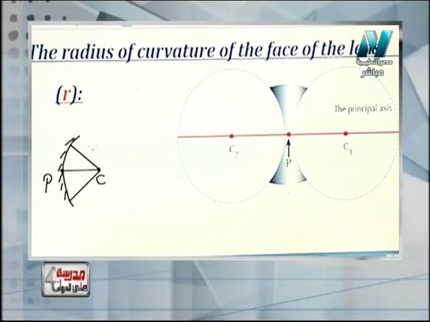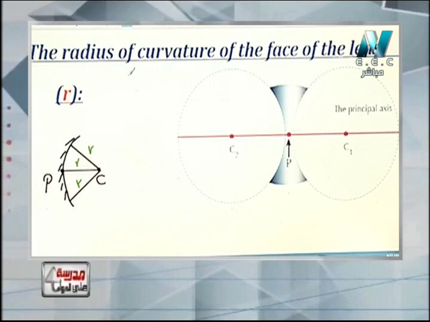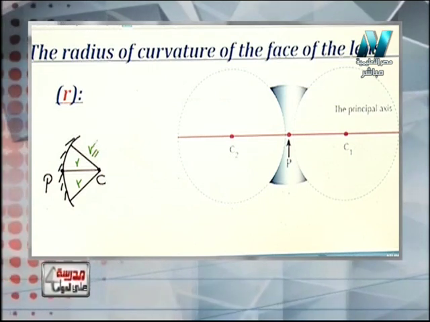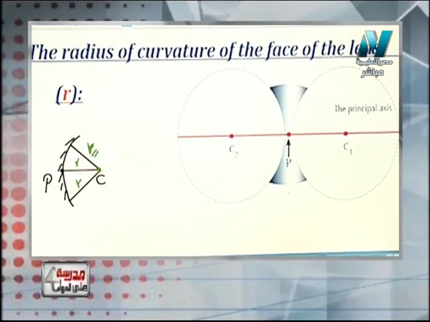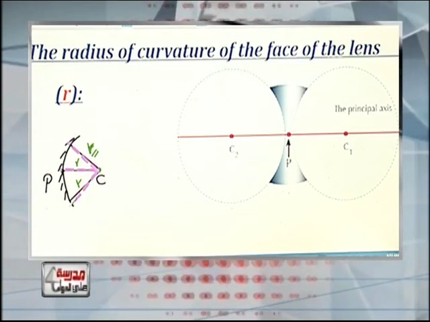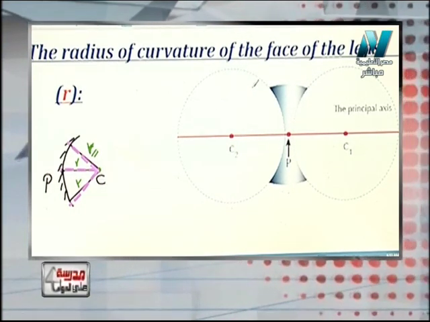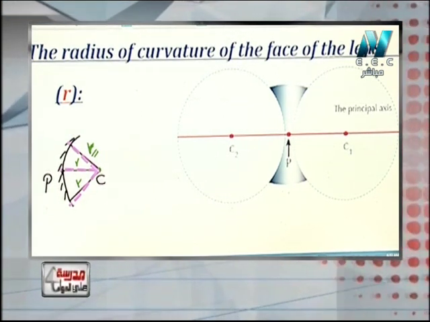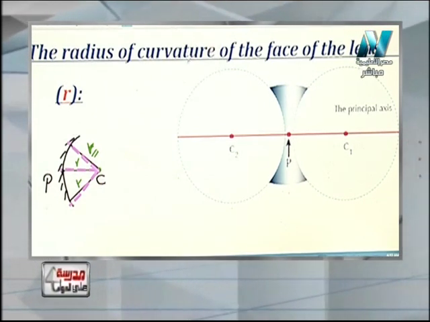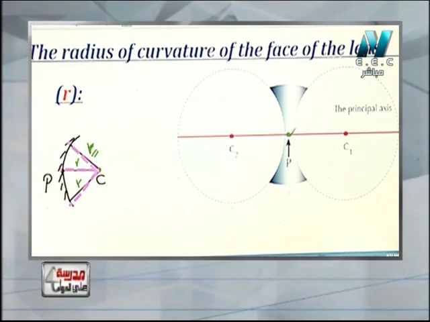So the radius of curvature of the spherical mirror is a distance. Be careful, this is the radius, not the principal axis. We measure the radius by a ruler. So it is the distance between the center of curvature and any point on the mirror, including the pole of the mirror. But if you want the radius of curvature of the lens, it is the radius of curvature of the sphere. Can we say it is the distance between the optical center and the center of curvature?